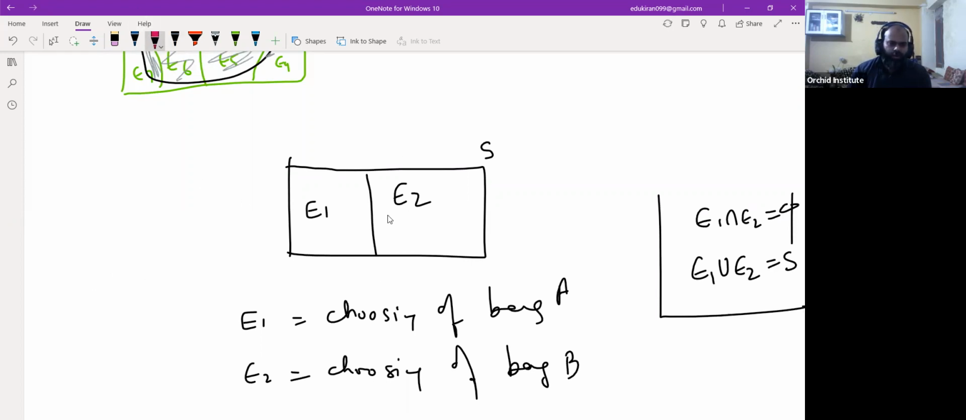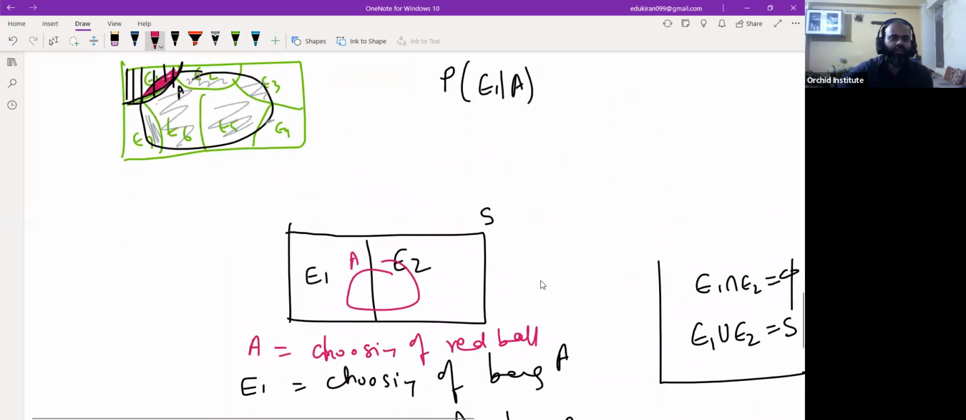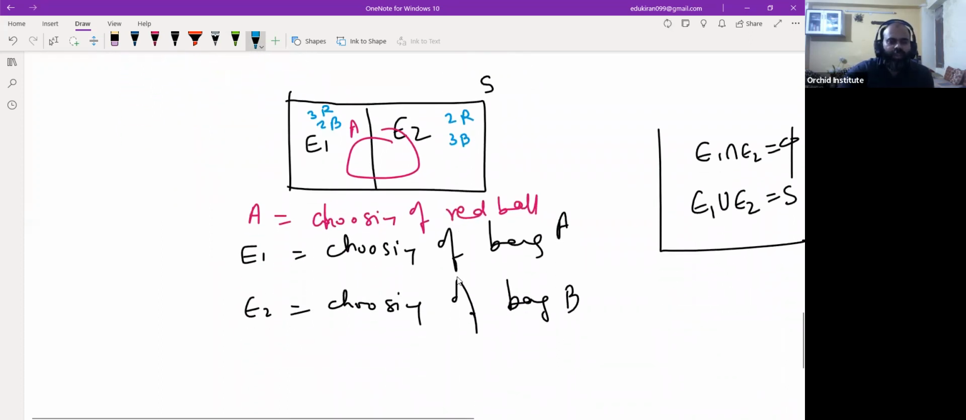Now, A is an event which says choosing of red ball, or coming of red ball. As we took in the above example, in bag A, 3 red and 2 blacks were there. Here 2 red and 3 blacks were there. So what is the choosing of red ball? Here comes the concept of Bayes theorem.